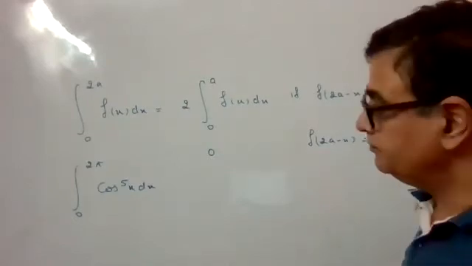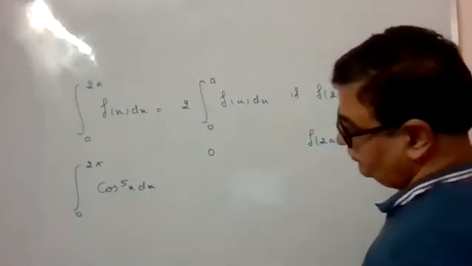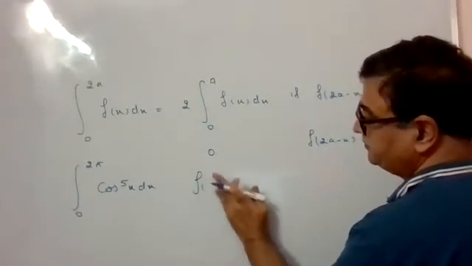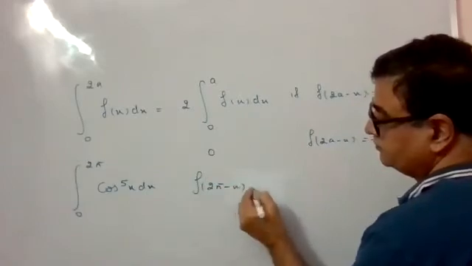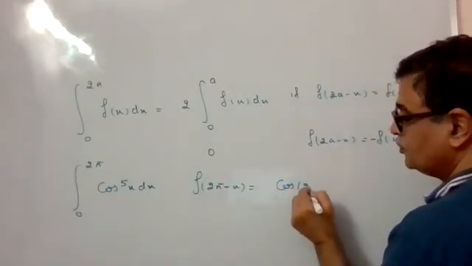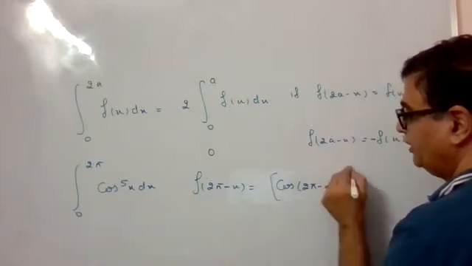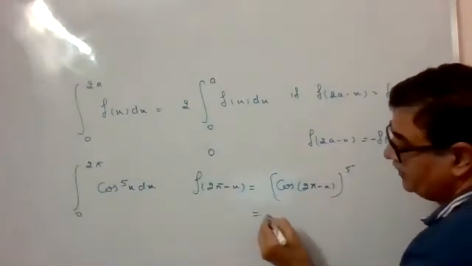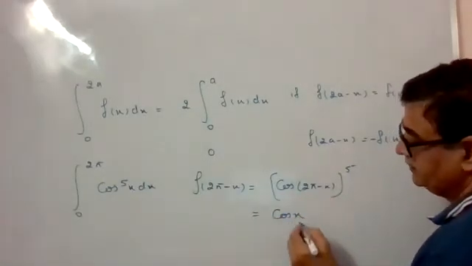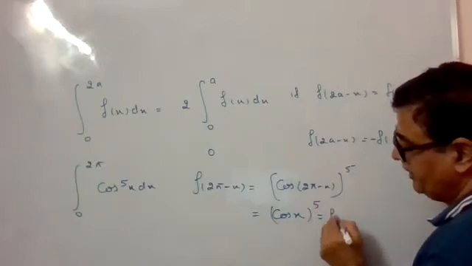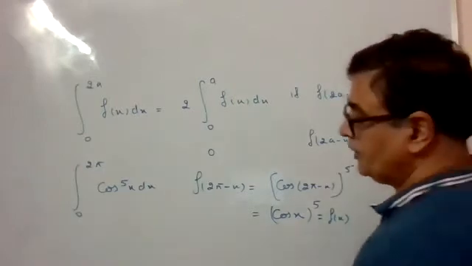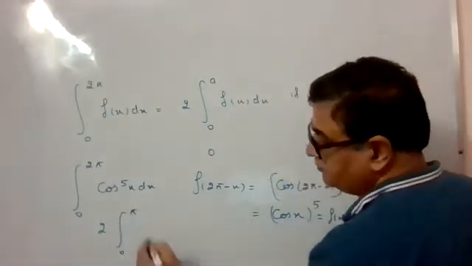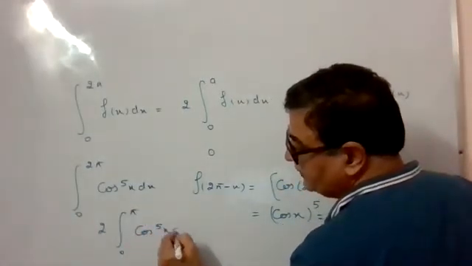So we will check. Let's take f(x) equal to cos power 5x. f of 2 pi minus x, sorry, will come out to be cos of (2 pi minus x) whole power 5. Quadrant number 4 will come, and in the 4th quadrant cos is positive. So we will get cos of x power 5, which is f(x). So that means this 2 now goes in multiple. So twice the integral 0 to pi of cos power 5x dx.